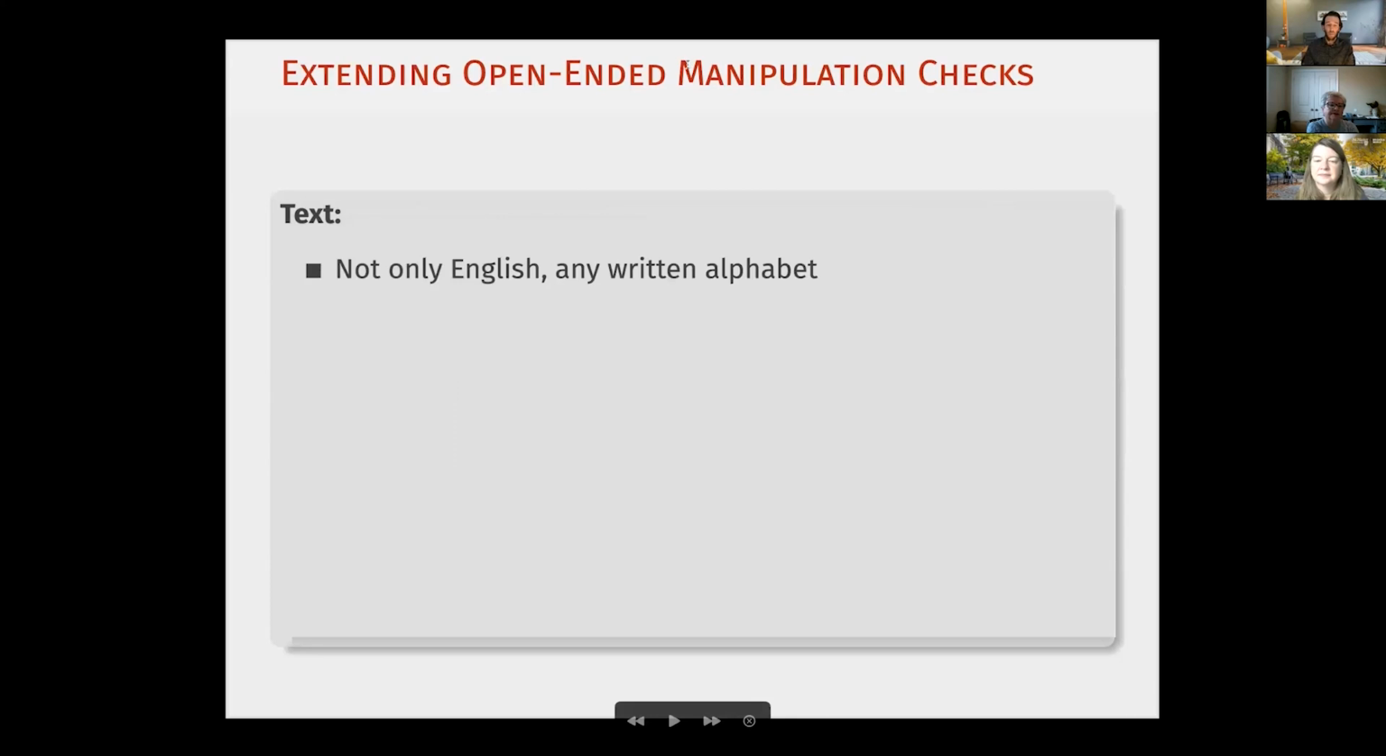So this is also to say that I don't think the use of open-ended manipulation checks is just for text. I've just shown you an example where everything was in English, but basically if you have any written alphabet, I don't know how well this would work with characters. So someone who does text analysis with distance metrics with character languages would probably know better. I'm sure there's something out there, but you wouldn't be able to use the same strategy that I'm doing. As long as there's a written alphabet, though, it would work. So even for things like Korean, that would work.